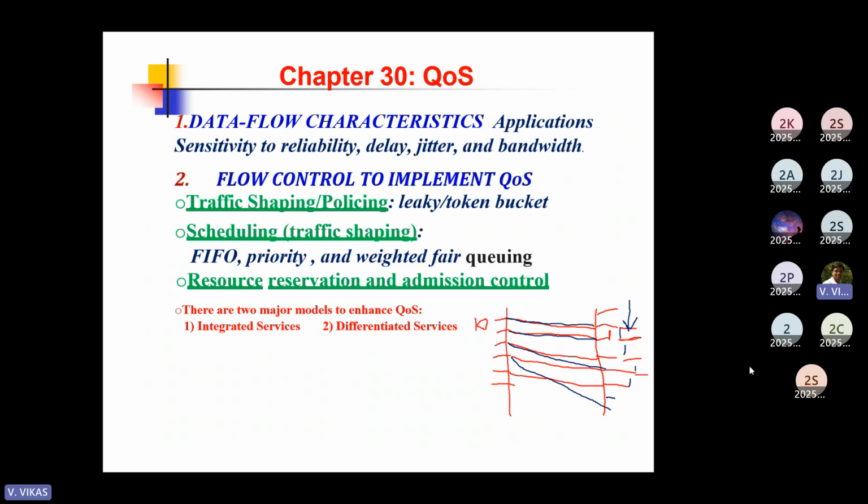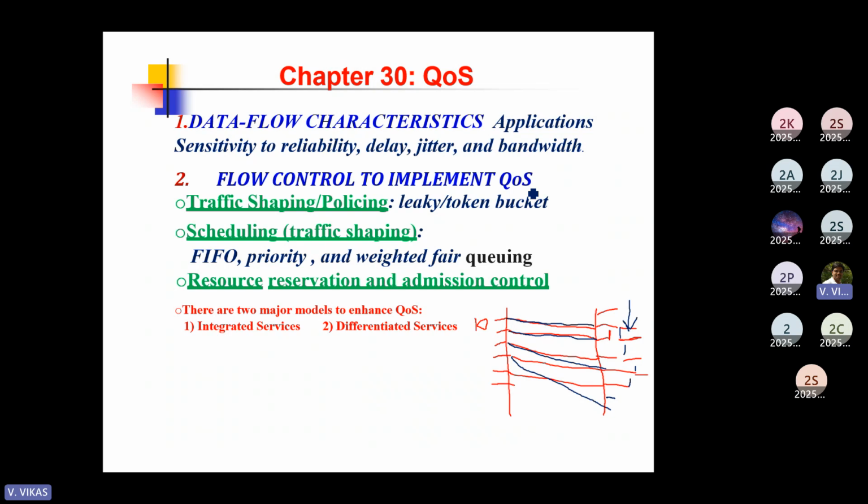Different applications require different bandwidths. If I consider video conferencing, then obviously we require a lot of bandwidth. But if I take the case of just email, we will require very little bandwidth. So that is about data flow characteristics. Then we look at some flow control mechanisms to handle quality of service.